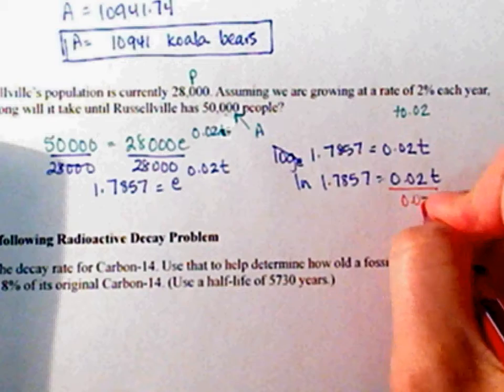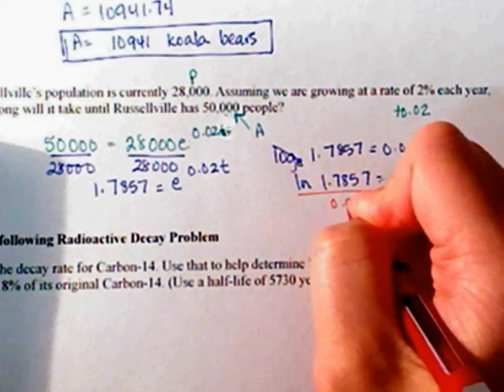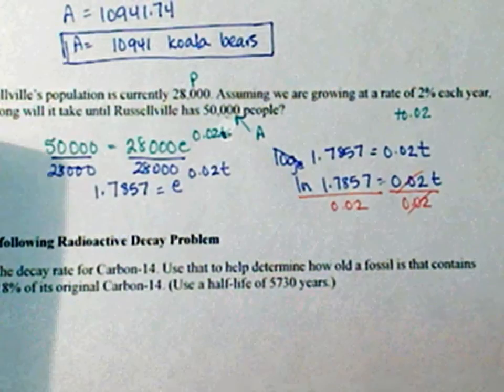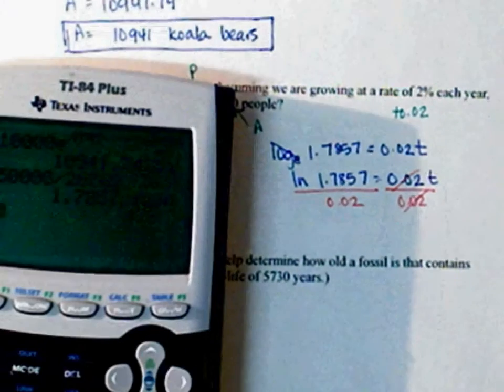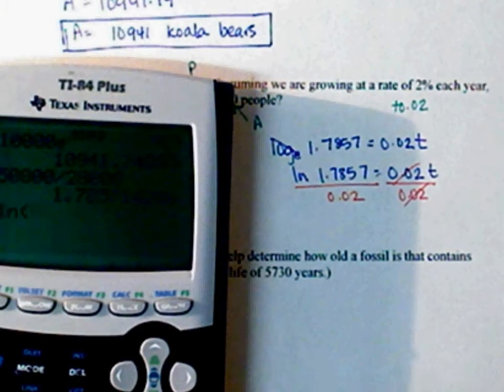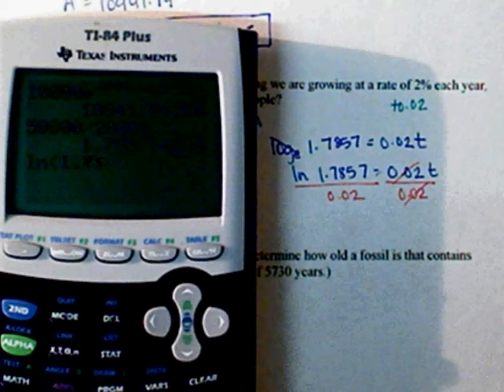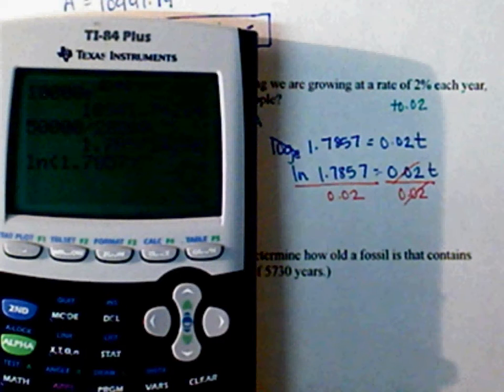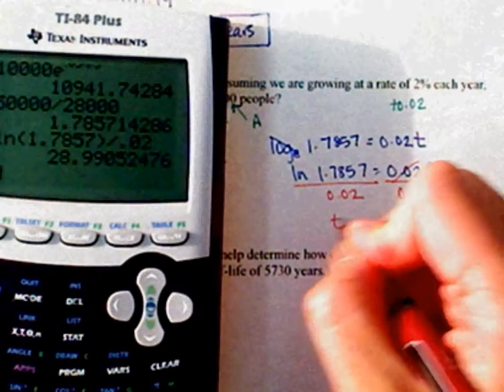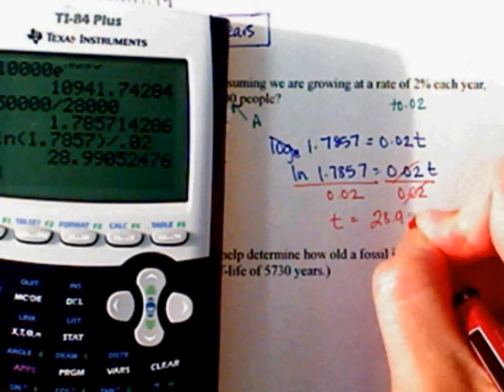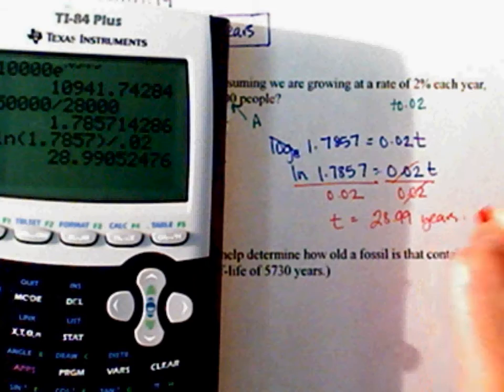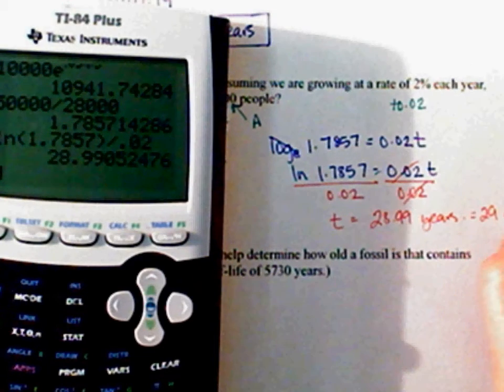What you do to one side, you do to the other side. So those guys cancel, and this is how you type it in. So you type in natural log 1.7857, okay, divided by 0.02. So it's going to take 28.99 years. Let's go ahead and round that to 29 years.